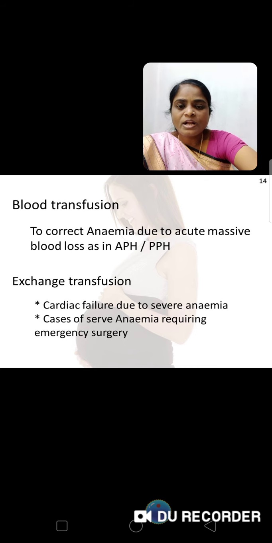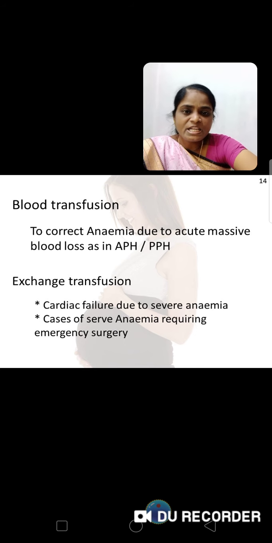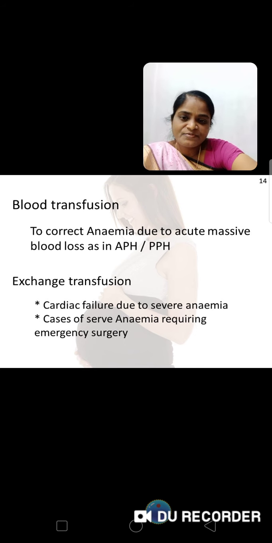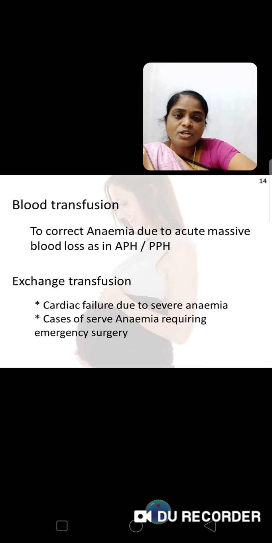Is one of the treatment methods of anemia. And next is an exchange transfusion. We know very well the cardiac failure, severe cases of anemia requires the emergency surgery. So during that exchange transfusion, the 1300 milligram of packed cells we are infusing through the brachial veins, and at the same time through the femoral veins we are withdrawing the old blood, the defective blood, outside.